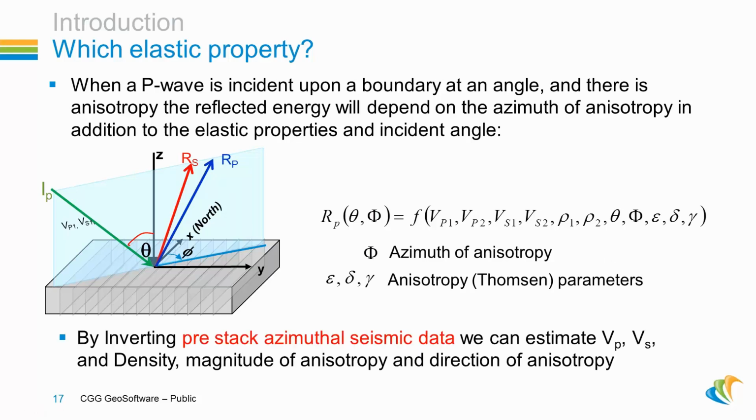So using these pre-stack azimuthal seismic data and inverting those, we are able to get the elastic parameters like VP, VS, and density, the magnitude of anisotropy, and the direction of the anisotropy, or say fractures.